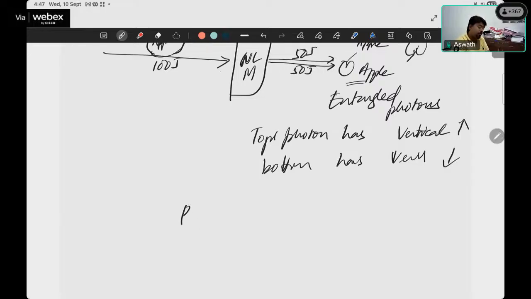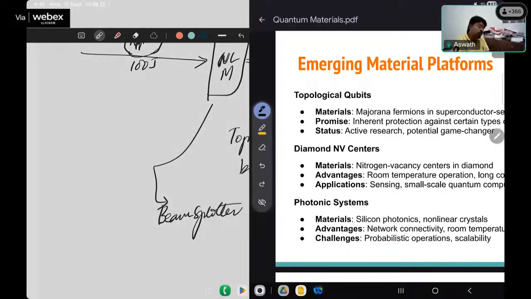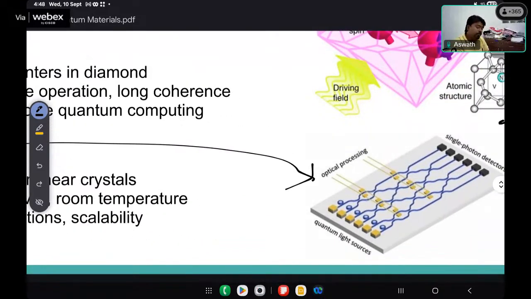So there is something called a beam splitter, which is created using nonlinear crystals. Here I was showing you the photonic-based system. Wherever there is information going and being distributed, this is a beam splitter for you. There is a beam splitter, there is a beam splitter, and another beam splitter again.